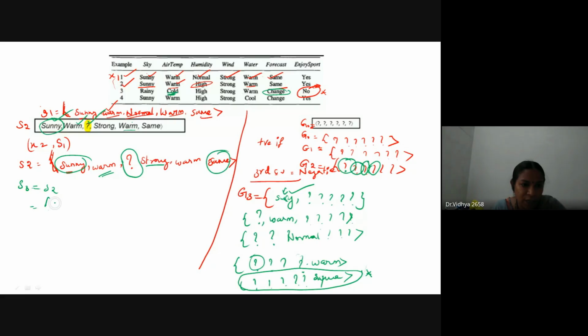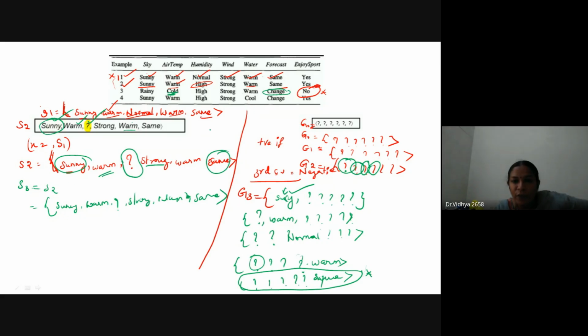What we have written here is: first one is sunny, another one is warm, then question mark, another one is strong, and warm. And also the rest of the attributes. So sunny, warm, question mark, strong, warm, and another one is water. The last attribute is the same. So S2 is the same as S3.